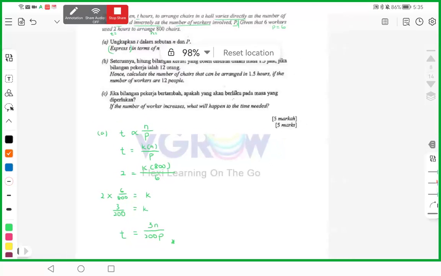Next question will be easier because it just needs substituting and finding the variables only. B, hence calculate the number of chairs. Find the number of chairs N that can be arranged in 1.5 hours if the number of workers is 12 people. So P equal to 12. We just need to substitute: 1.5 equal to 3 over 200, N at the back, we want to find, 200 times P, P is 12. So again, we can find the value of N already.